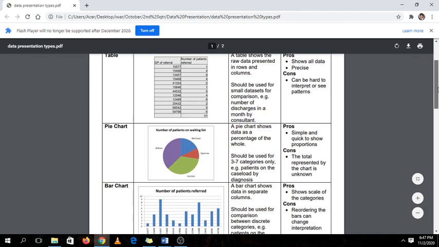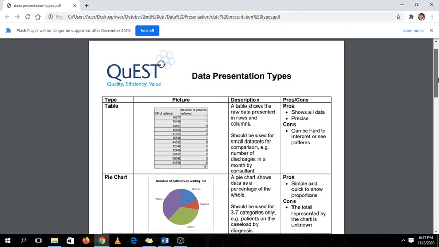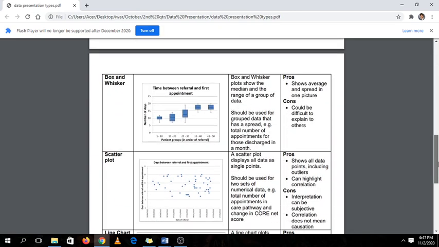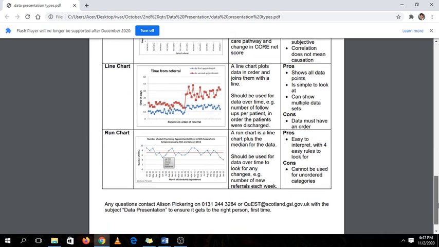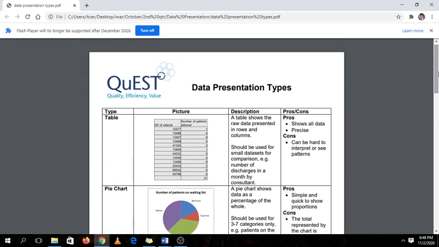I think we have discussed this one in our previous lesson. When you were in grade 8, we already discussed the different types of data presentation. So you have the table, the pie chart, the bar, histogram, the box and whisker, this is something new, scatter plot, and line chart. And of course the run chart, that looks like a line chart.